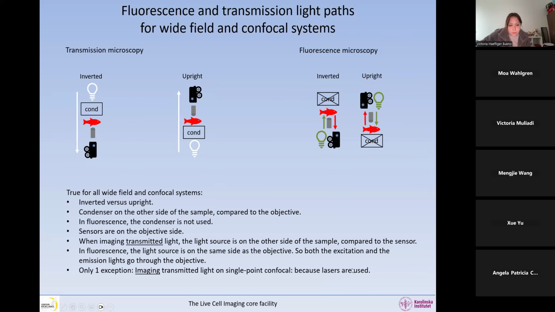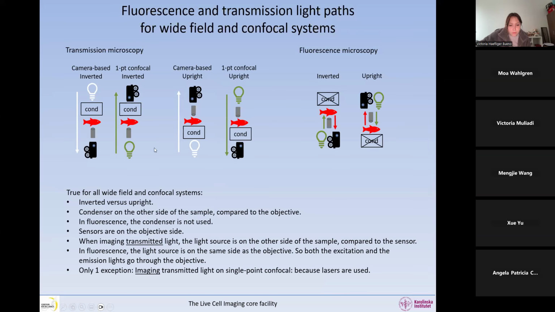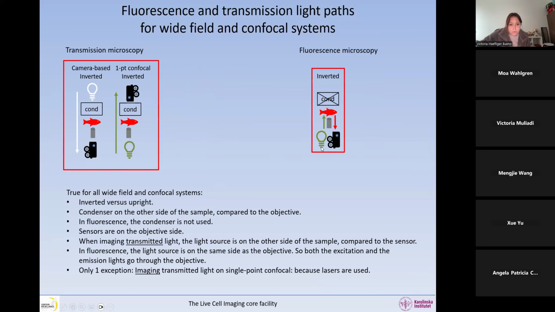And that is because we use lasers. So here is the way it works. For an inverted system, we use the same light source as for fluorescence, but we add an extra detector. And it's the same thing for upright, just flipped. So this is always the one that is different from the others, when we have a single point confocal with transmitted light. But most of you are in this situation. Either you have a camera-based system inverted, or you have a single point confocal inverted. And this is for transmitted light, and this is for fluorescence. So this pretty much summarizes the excitation and the emission light path of your systems in the course.